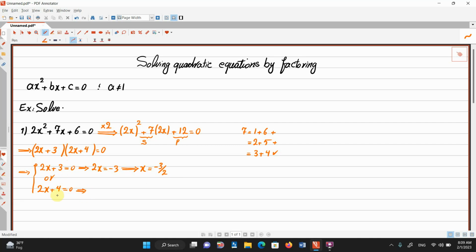We follow the same procedure on the second branch. 2x would be equal to negative 4. Therefore, dividing both sides by 2 results in x equals negative 4 over 2, which simplifies to negative 2. And I solved this equation using the sum and product method, but first I made some changes to the equation.